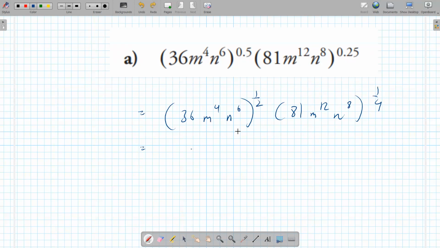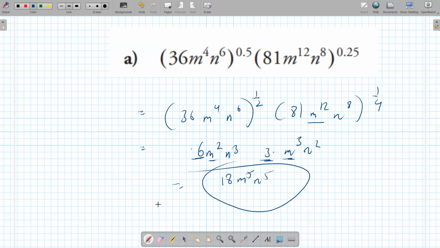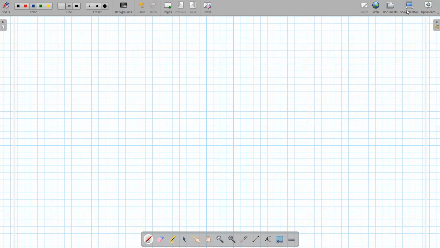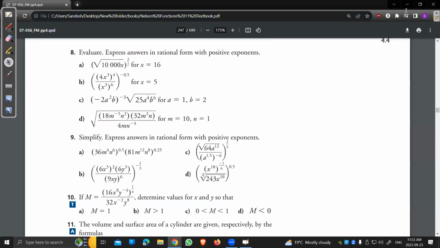6, m to the power of 2, and then n to the power of 3. That's right. The other one is 3. What's the power of m? It's 3. N is 2. 6 times 3 is 18. M^2 times m^3 is m^6. It's not m^6, it's m^5. You gotta add them up. And n^3 times n^2 is also n^5, and that is the final answer. Okay? It's pretty straightforward, nothing tricky at all. It doesn't matter how difficult it looks.